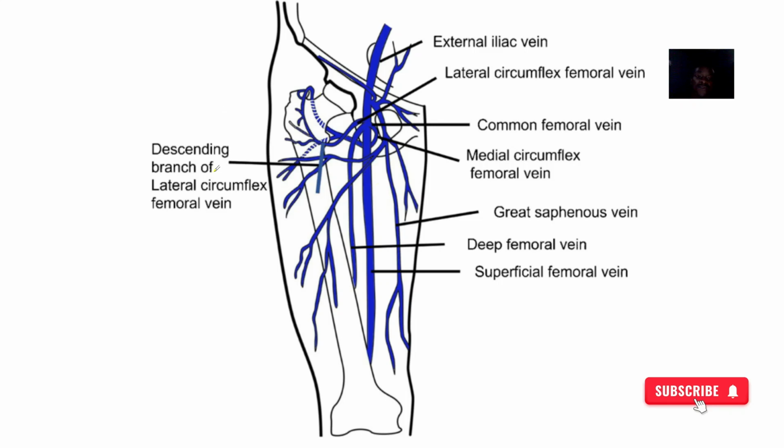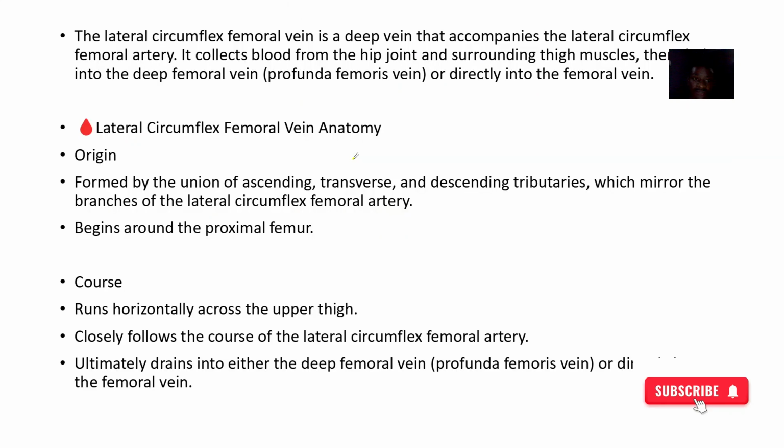So here has a very good labeling where it actually labels what? The lateral circumflex. This is the main lateral circumflex. This one is a descending branch. Please, you can pause to observe. So what is this vein? We said that it's actually a deep vein and it accompanies the lateral circumflex femoral artery.